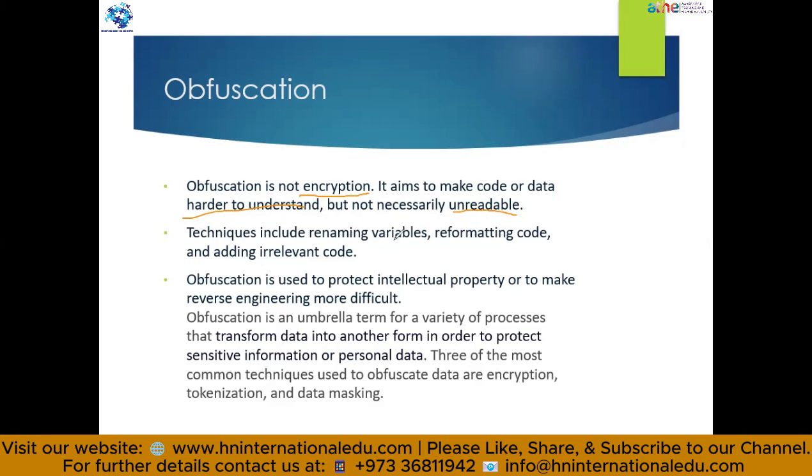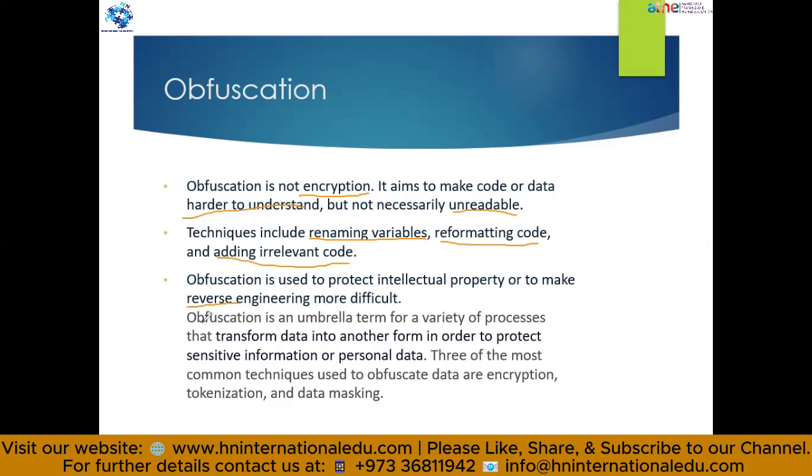Techniques include renaming variables, reformatting code, and adding irrelevant code. Okay, so we may use these techniques: we can rename the variables, we can reformat the code, and we can add some irrelevant code in the required code. Obfuscation is used to protect intellectual property or to make reverse engineering more difficult. Like reverse engineering means that no one can try to decode that information.